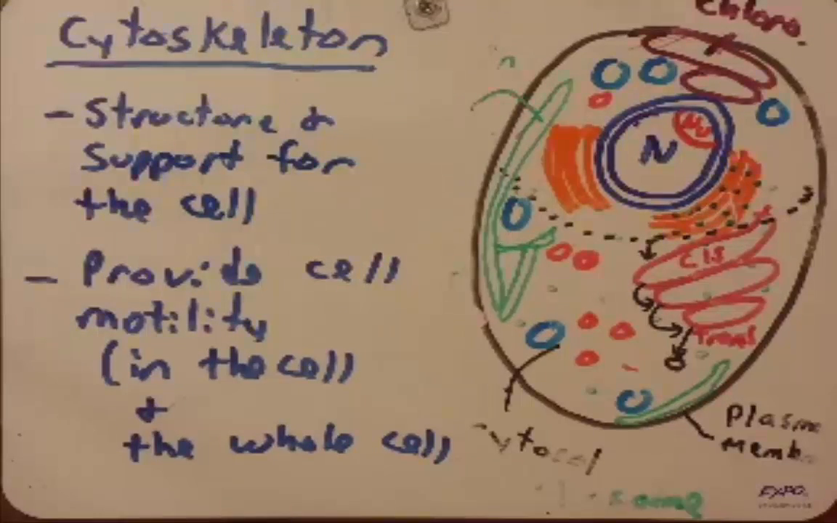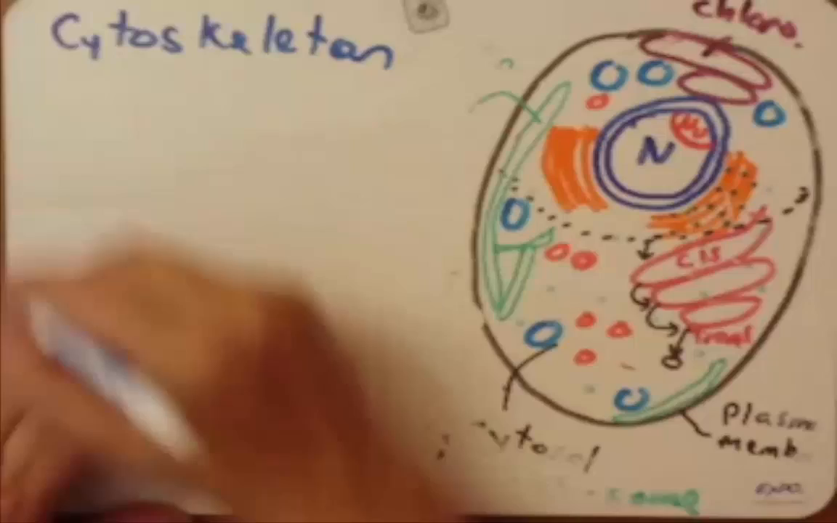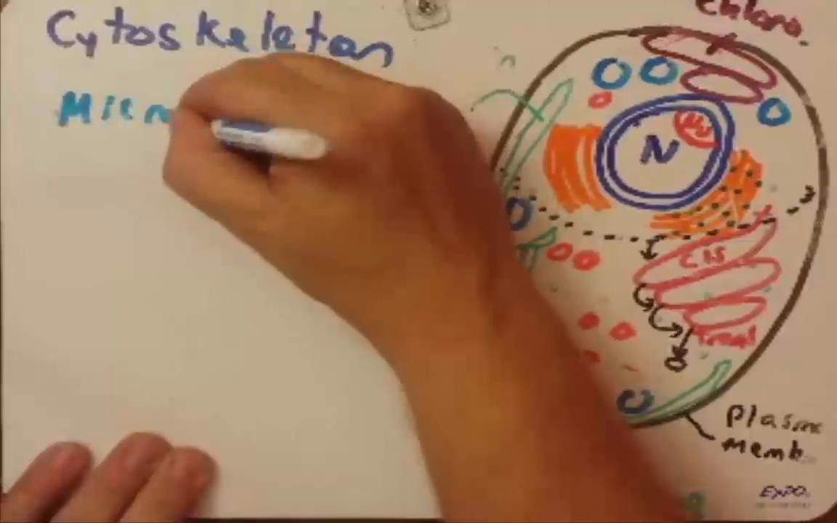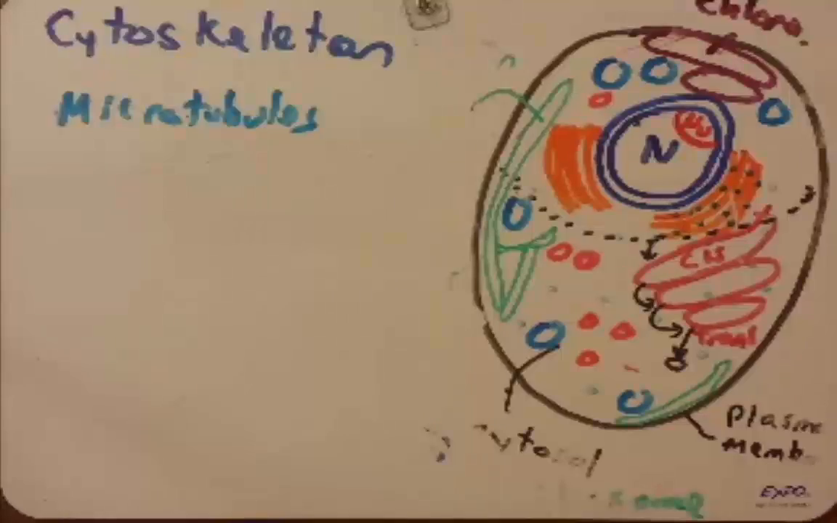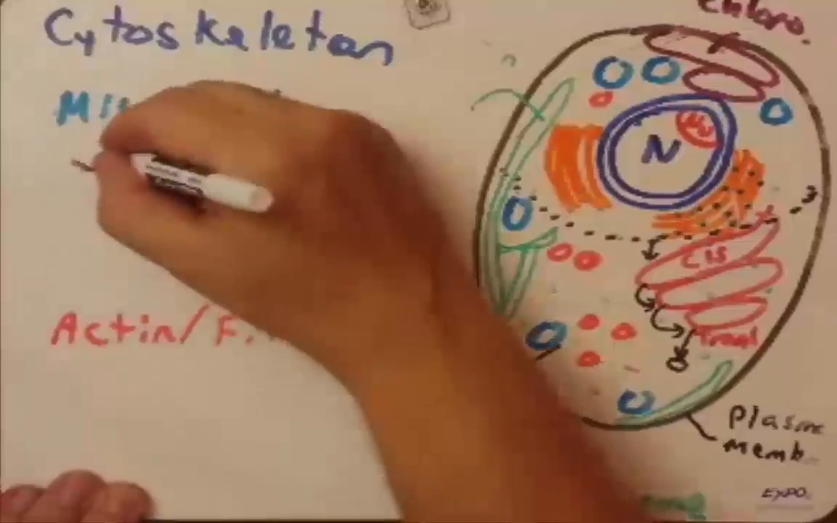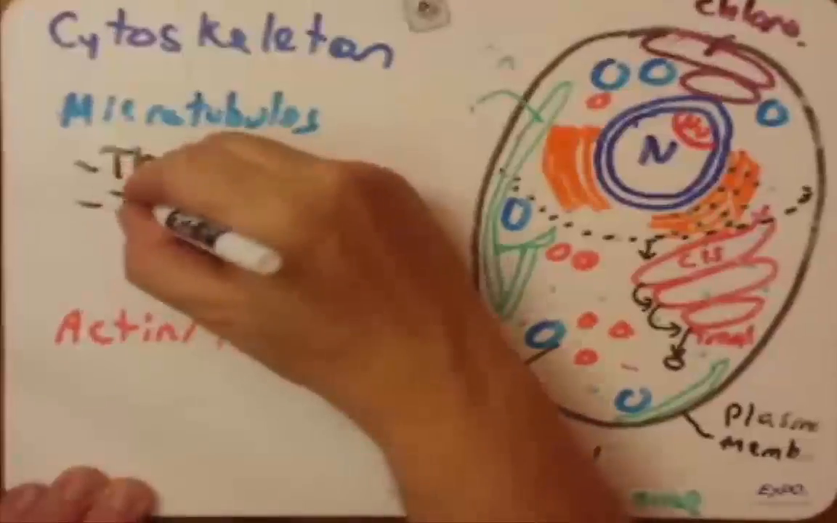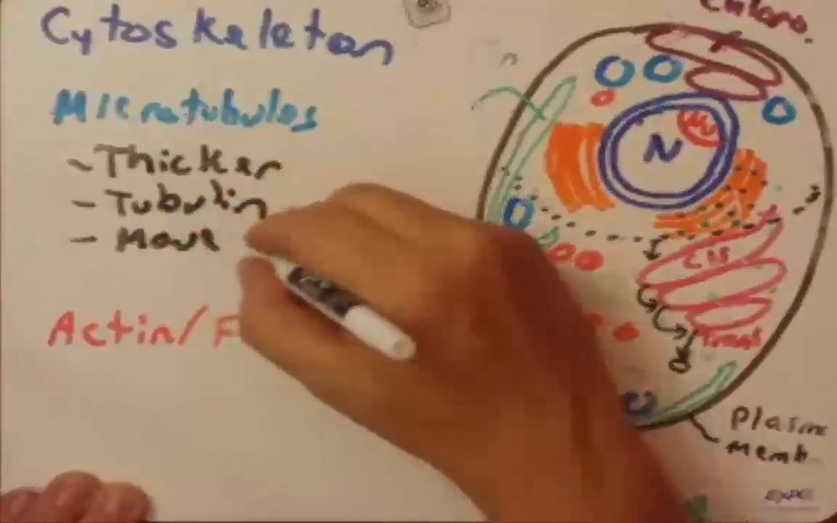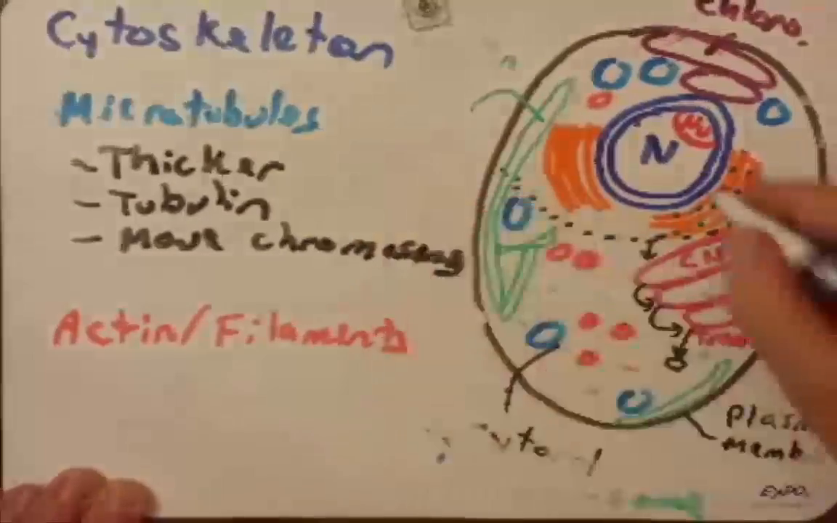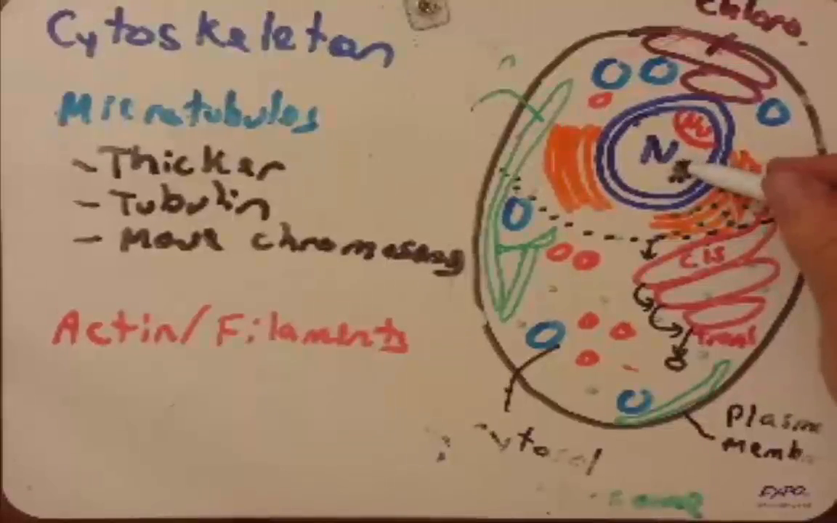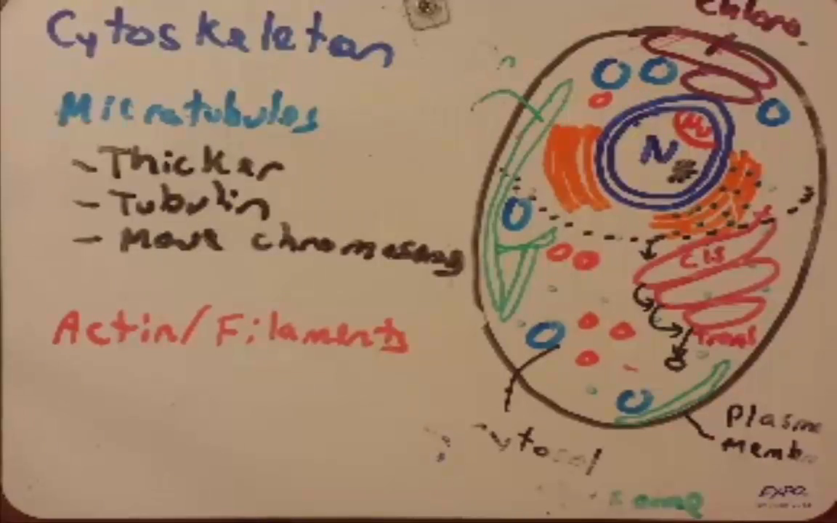But there are a couple specific cytoskeletons that I want to talk to you about. The first one are what we call microtubules. And the other one I want to talk to you about are called actin, or sometimes we call them filaments. Microtubules are thicker. They are made of this protein called tubulin. One of the things they do is they move chromosomes. So within here, I just put a little asterisk here, there's a lot of microtubules within the nucleus to help move chromosomes during cell division.